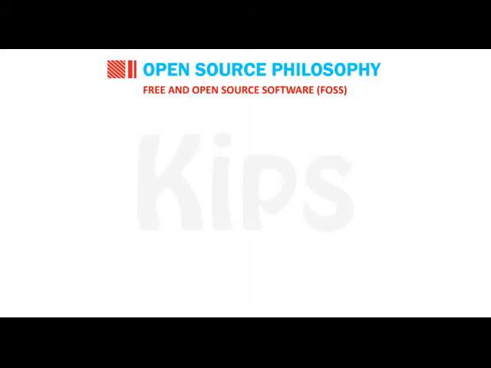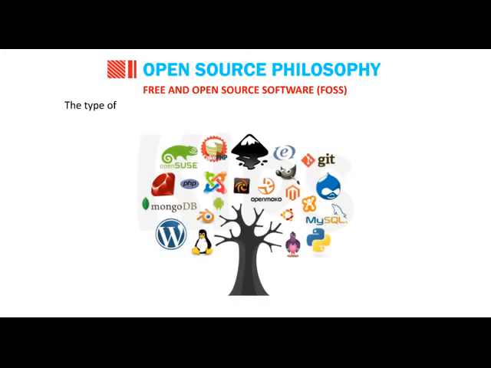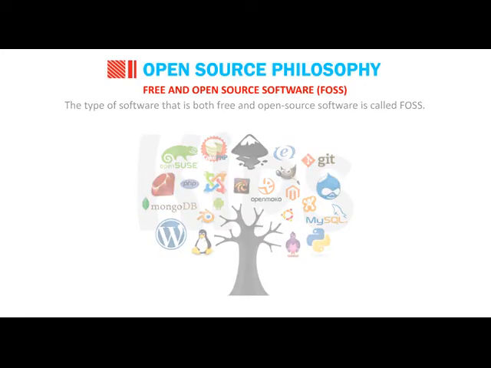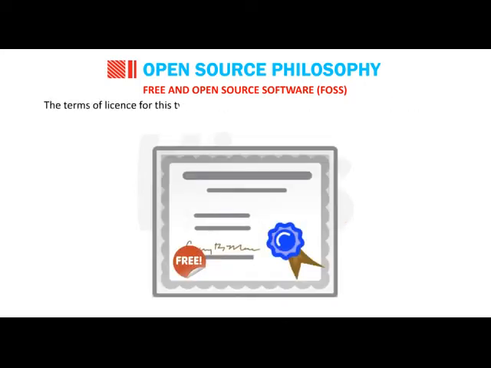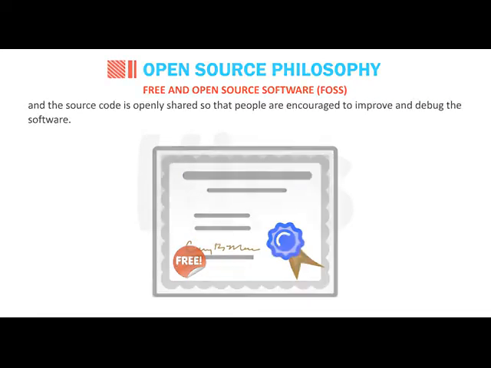Free and open source software, FOSS. The type of software that is both free and open source is called FOSS. The terms of license for this type of software allow it to be freely used, copied, studied and modified, and the source code is openly shared so that people are encouraged to improve and debug the software.